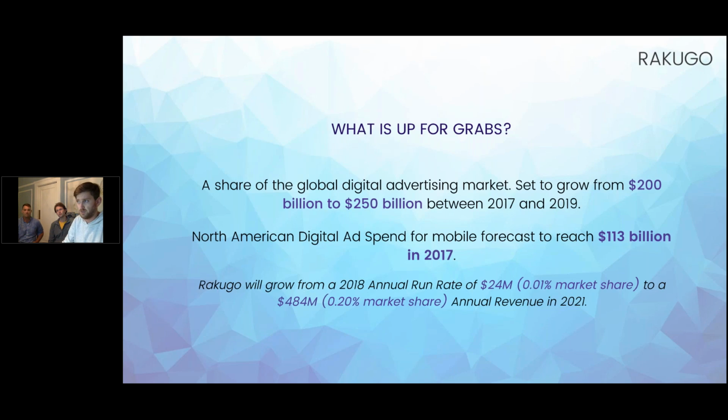And North American ad spend is going to be about 113 billion, of which Facebook probably owns about 60 billion of that, Google about 20, and that's right now. So there's huge growth here, and in terms of digital online publishing, it's about quality, volume, and consistency.